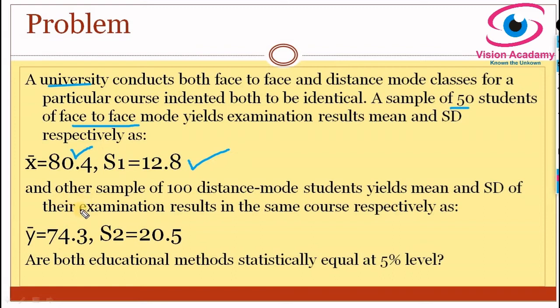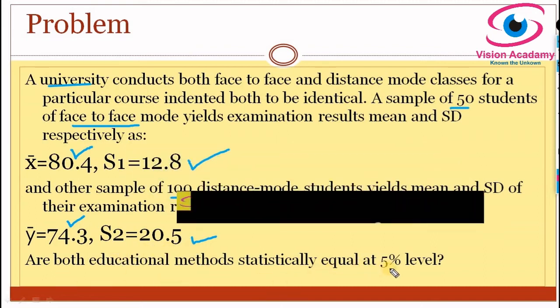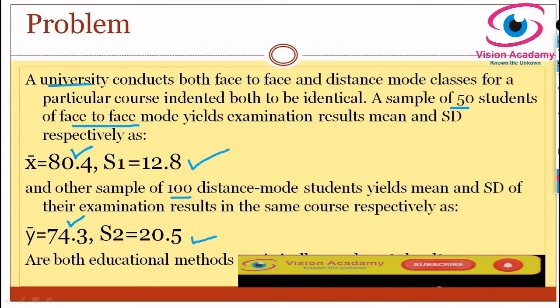One more sample was taken from the distance mode, of sample size 100, which yields a mean and standard deviation of their exam results in the same course. The mean of the distance mode examination result is 74.3 and the standard deviation is 20.5. Now the question is, are both educational methods statistically equal at 5% level of significance?